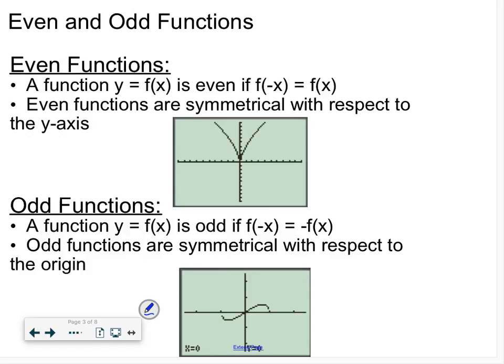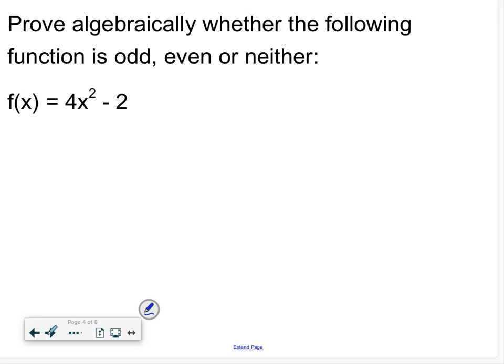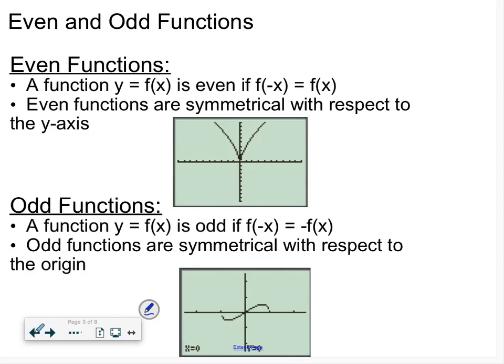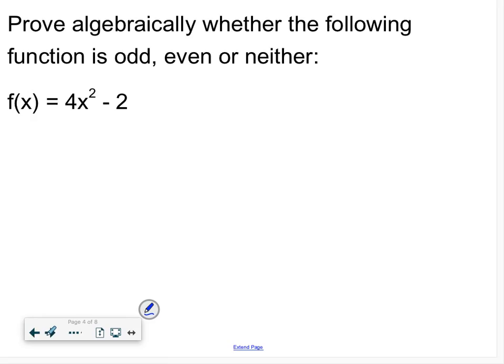Okay? Now, what I really care about is that you can prove to me algebraically that it is odd or even. Now, does a function have to be odd or even? It is possible that it's neither. Probably more likely that it's neither. These are very special cases, okay? So we're going to go ahead and do this one first. I'll show you what I expect with these problems, what I need you to show me.